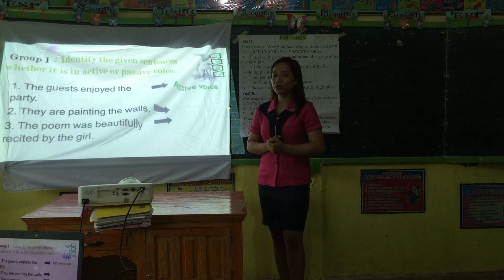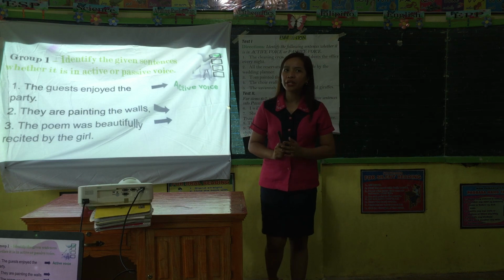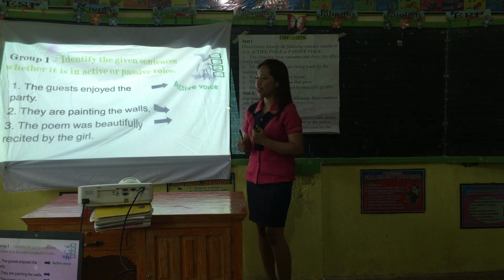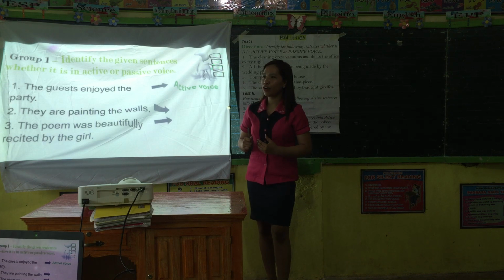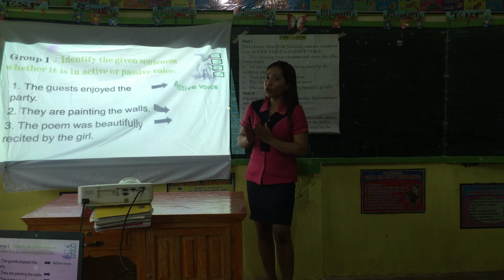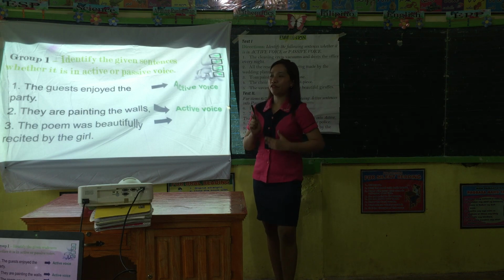For item number 2, please read, they are painting the wall. Where is the subject? Very good, the subject is they, and the action or the verb is painting. So in this sentence, the subject comes first before the action, therefore it is an active voice.